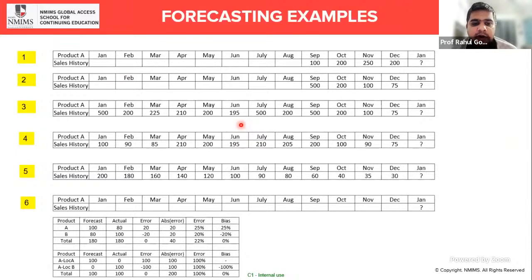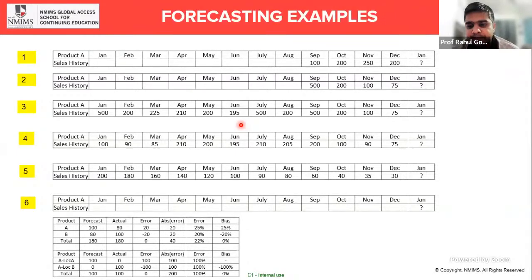Now let's look at case number three. You have plenty of data. You have 12 months of data, right? Jan to December. 500, 200, 225, 210, 200, 195, 500, 200, 500, 200, 175. What will Jan be? First, tell me what do you see from the data? Some quick observation should come. Right. So Stephen made a very valid observation.